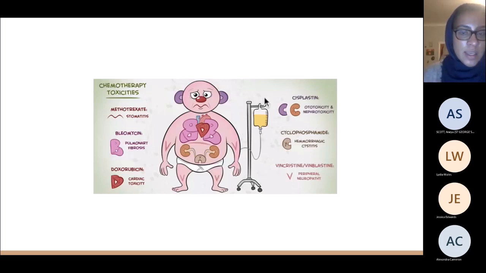Vincristine as well, I don't think you can see it here, is a type of chemotherapy drug that's often associated with neuropathy as a side effect. And bleomycin, another type of chemotherapy, is most associated with pulmonary fibrosis. This is a diagram that you might find useful to remember some of those specific side effects, but it is important to know those ones in particular.